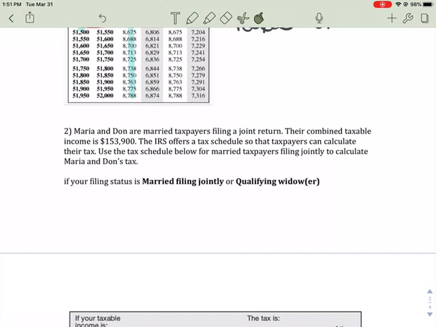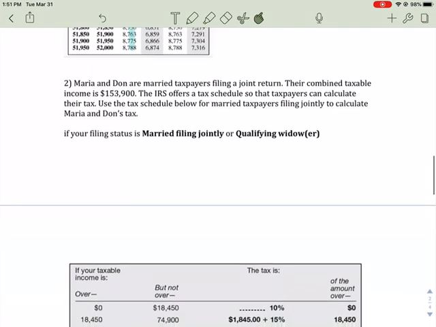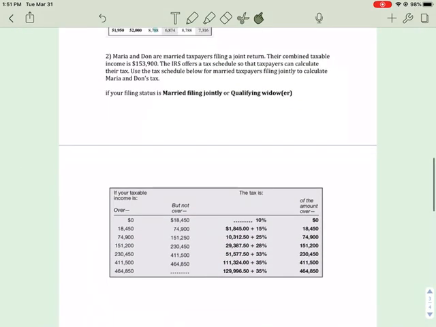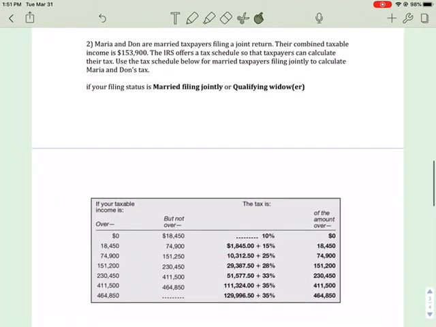So we have Marie and Don, who are married taxpayers filing jointly. So they're going to take their money and put it together, and that's what they're going to use. And they combine the tax table to be $153,900. The IRS offers a schedule so that taxpayers can calculate their tax. Use the schedule below for married taxpayers filing jointly to calculate their tax. So here it is.